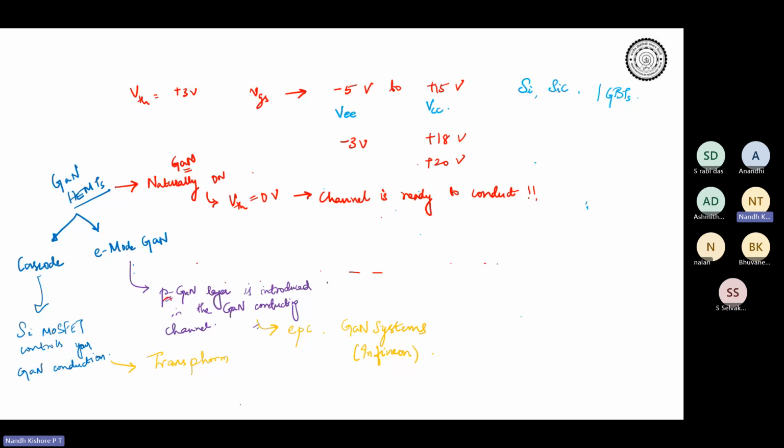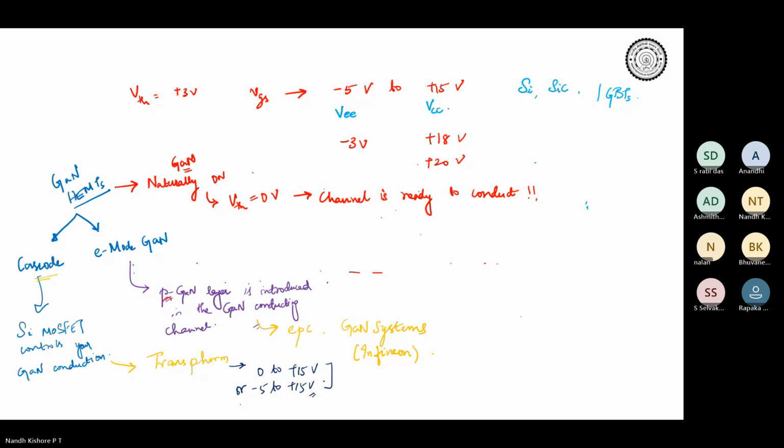Now you understand that for cascode GaN, it is quite straightforward because you have a silicon MOSFET to control the GaN conduction, and basically you give the gate source pulses to the silicon MOSFET. So what will be the VGS? Your VGS is going to be between 0 to plus 15 volts or minus 5 to plus 15 volts. You can see this in the data sheet, they generally specify.